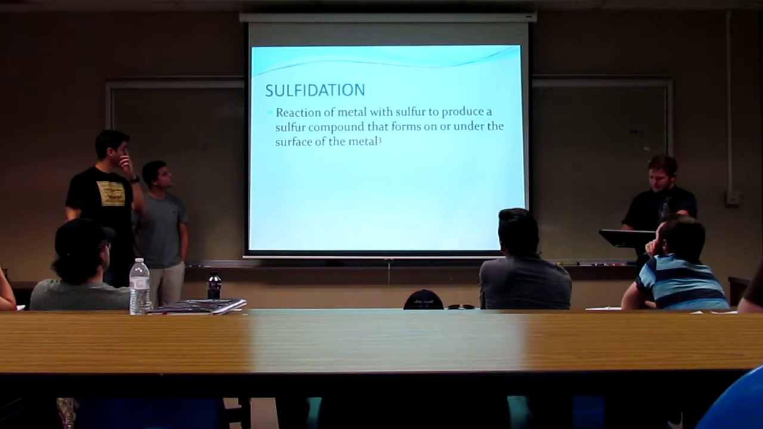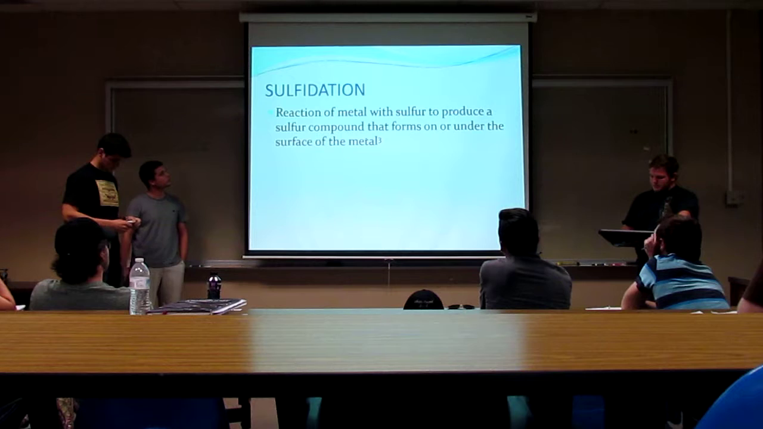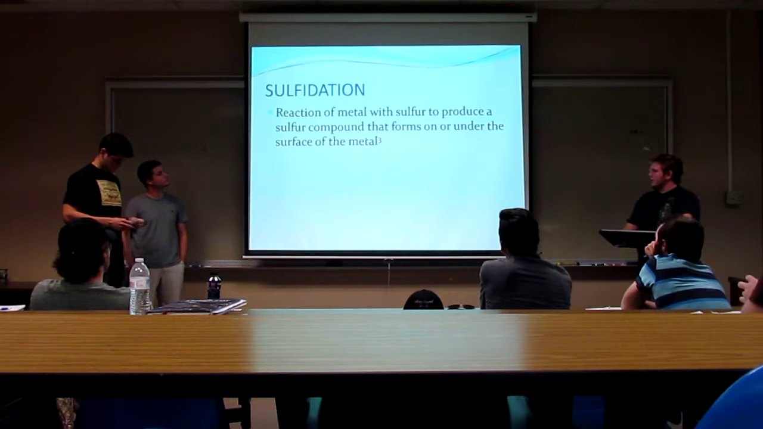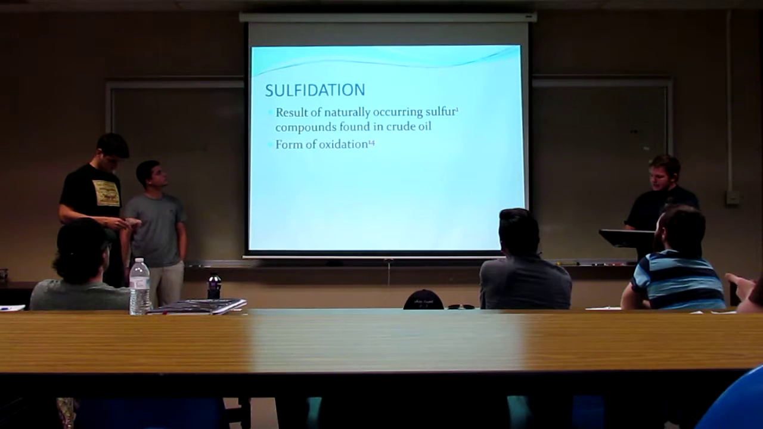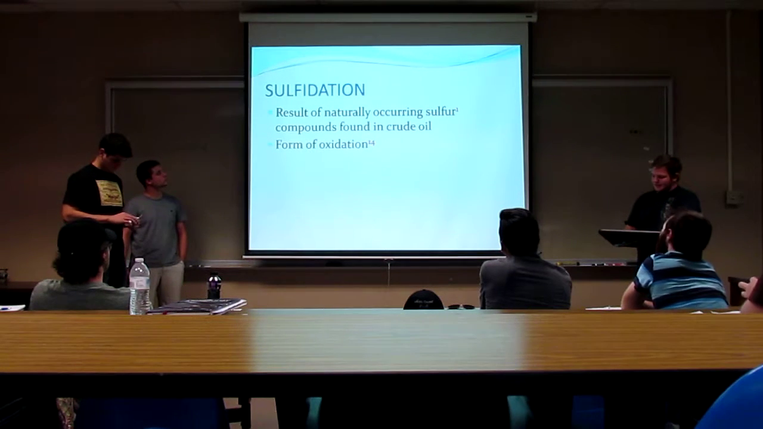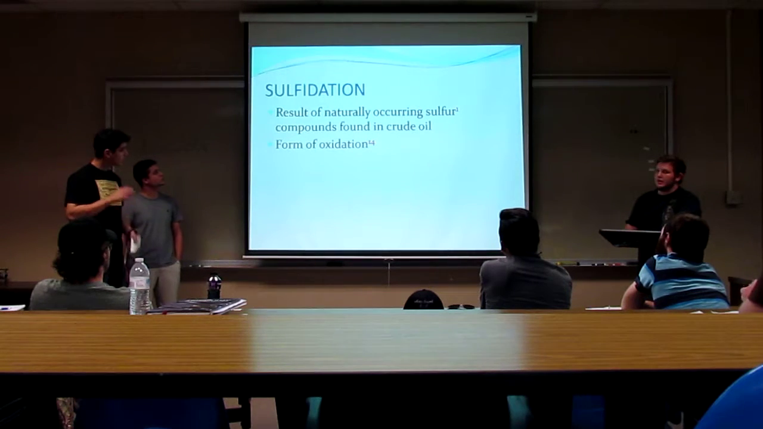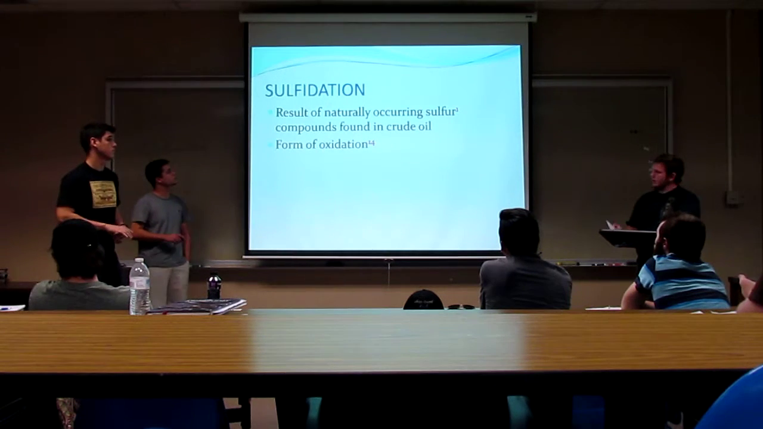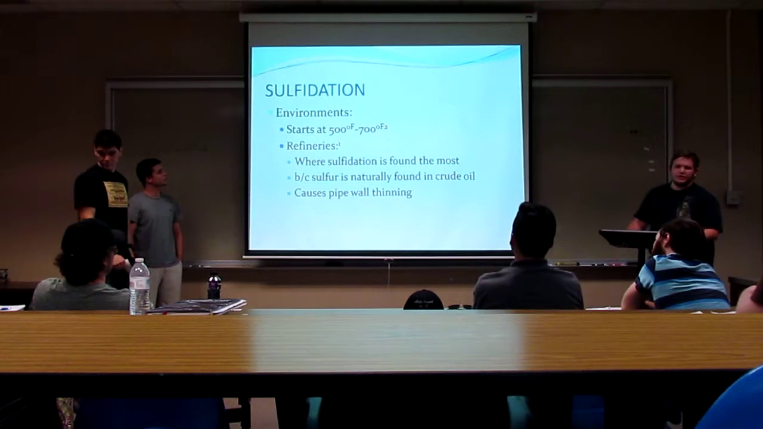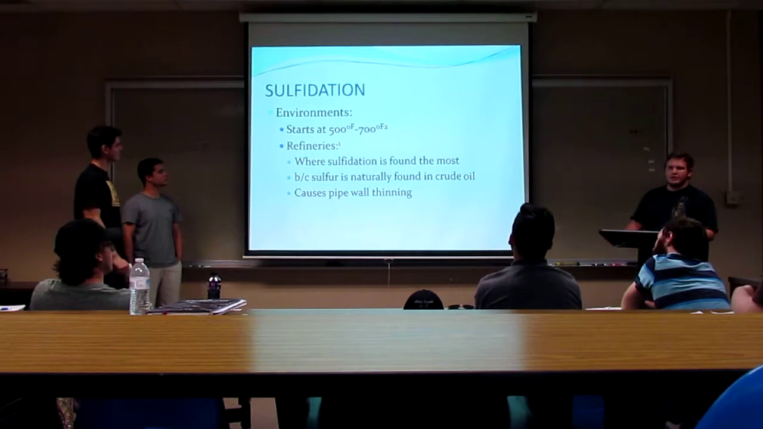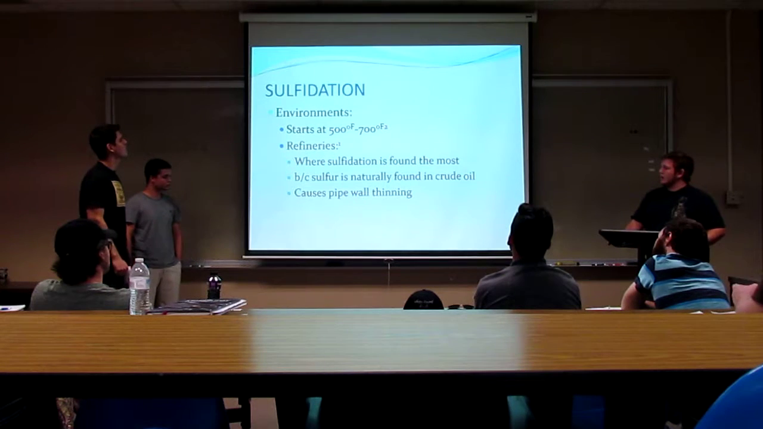Sulfidation is a reaction of the metal with sulfur to produce a sulfur compound that forms on or under the surface of the metal. There's some facts about it. It's a result of naturally occurring sulfur compounds that are found in crude oil, so it naturally occurs. And also, it is a form of oxidation. The environment: it usually starts at about 500 to 700 degrees Fahrenheit.